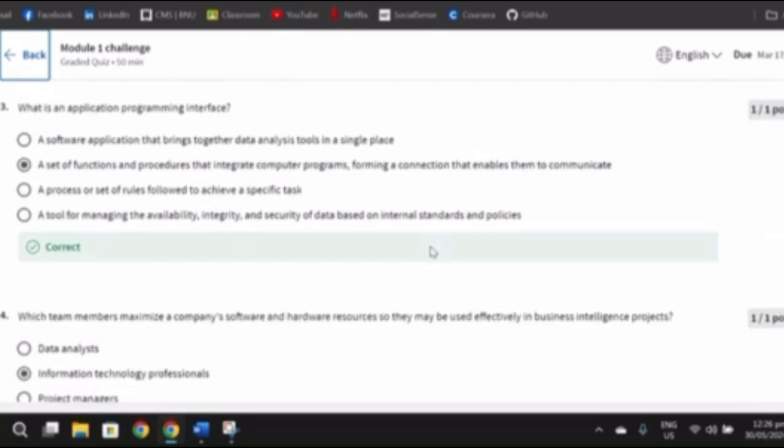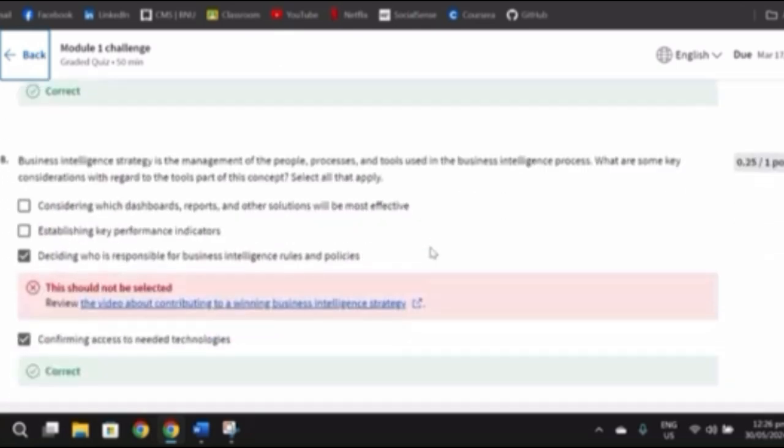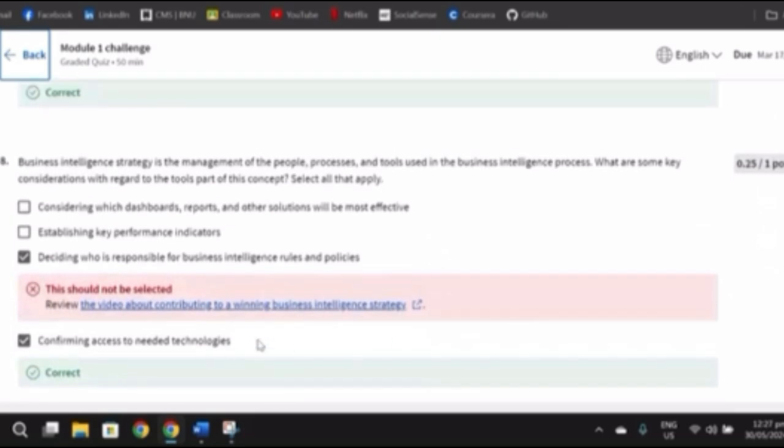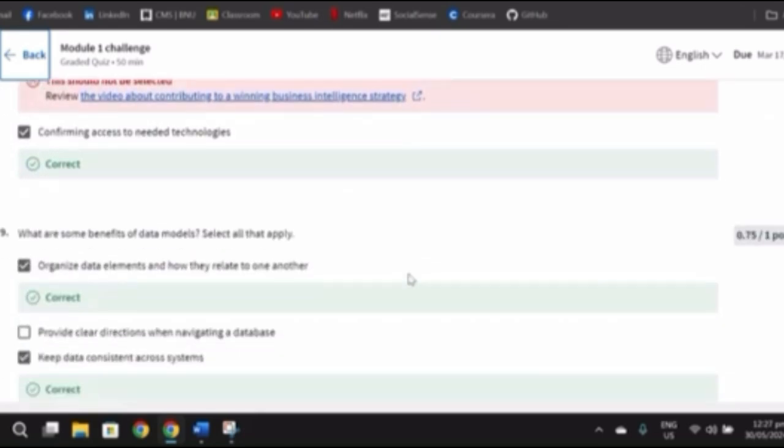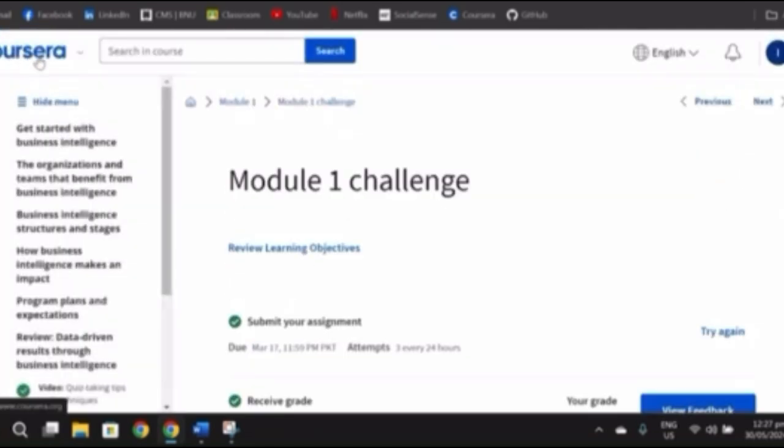Now here's the quiz where I basically scored 90%, and here was my solution. I got this question wrong, actually half of it wrong, and here it is. Now we'll take a look at module 2.